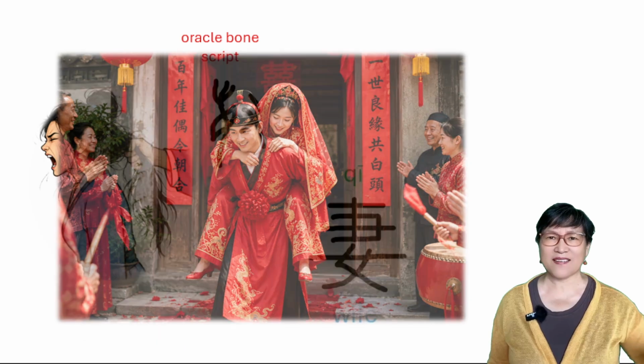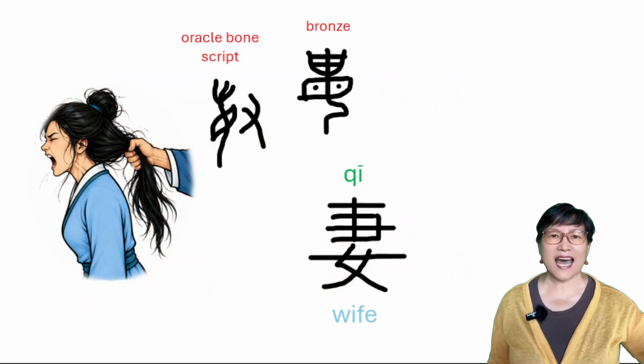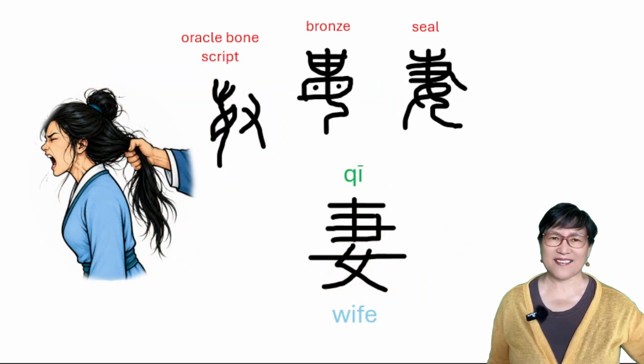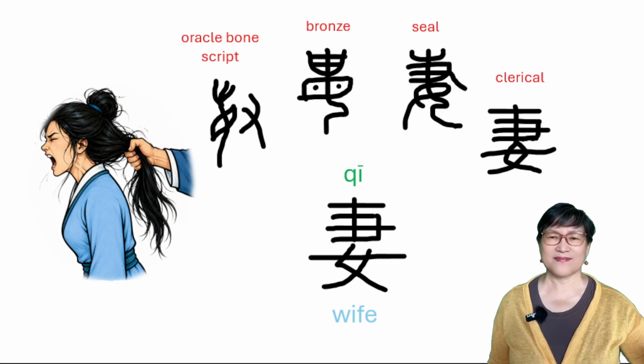Here you see the character change its form over time through different writing styles. Even in its modern form, we can still see traces of the original components.